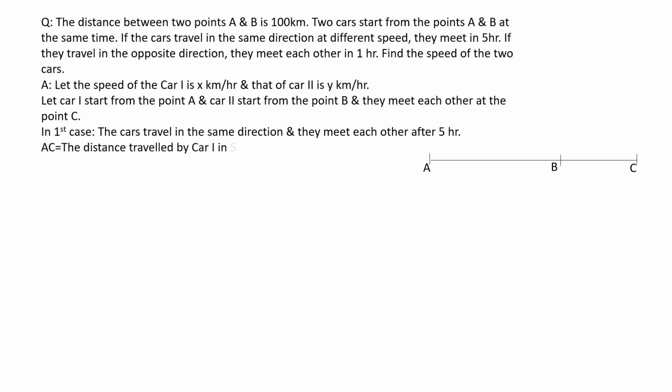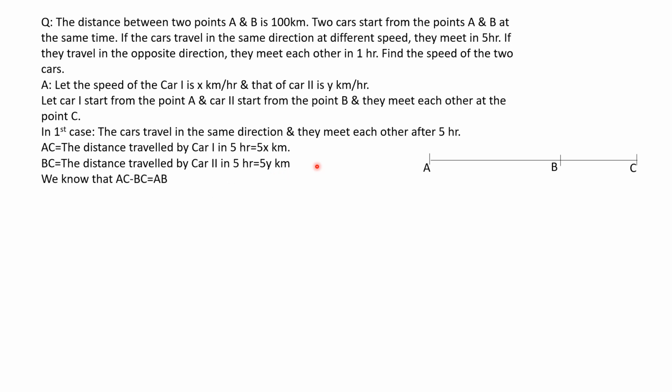So here, the points A and B are the two starting points of the two cars, and C is the point where they meet each other. The first car starts from A and it meets the second car at the point C. So AC is the distance traveled by the first car in 5 hours. This is 5x kilometer. And BC is the distance traveled by the second car, because B is the starting point of the second car, in 5 hours, and BC equals 5y kilometer.